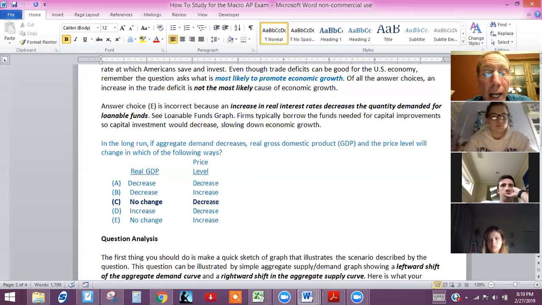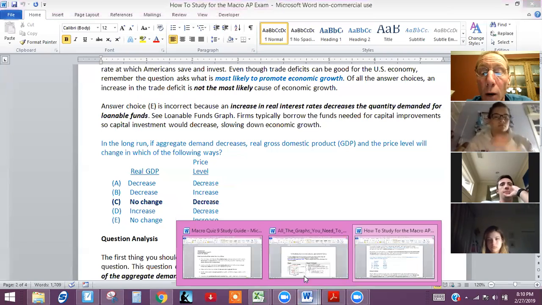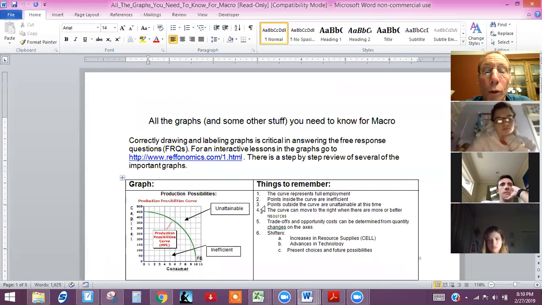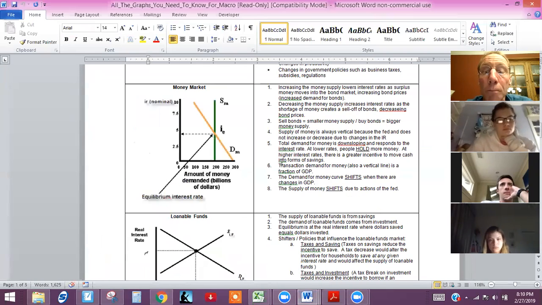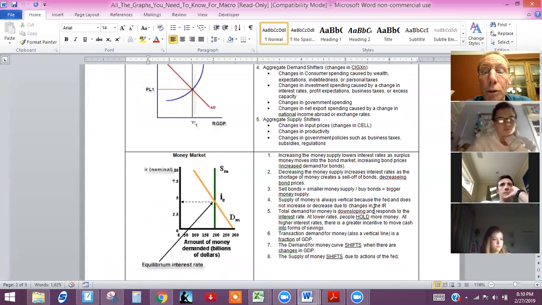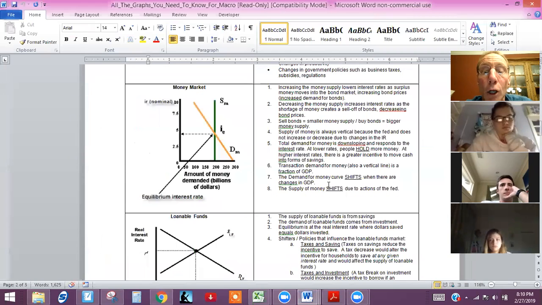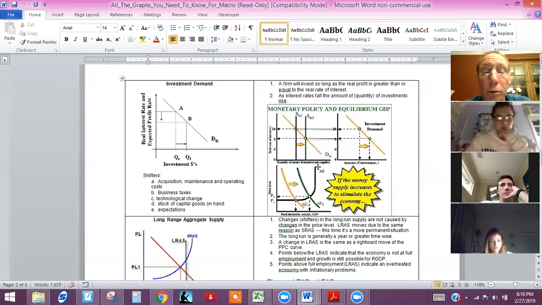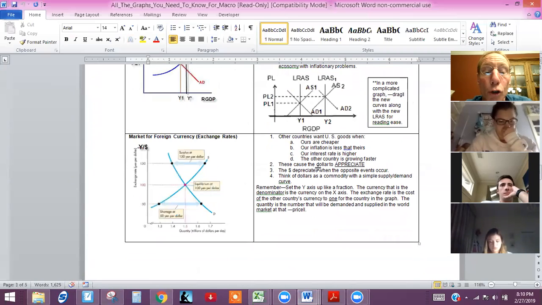Okay. And then the other ones, I sent you one that is really helpful with all the formulas you have to know, and some great explanations on what would cause the curves to shift, and what would cause movements on the curves. So I sent that out. So that's a great study tool.